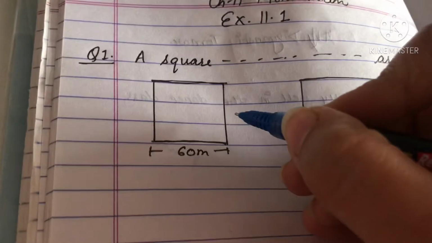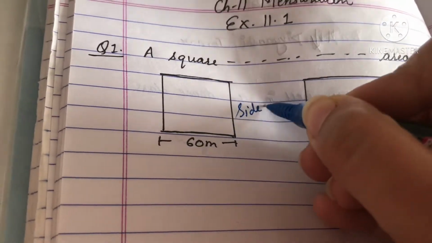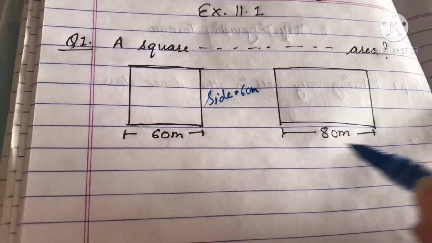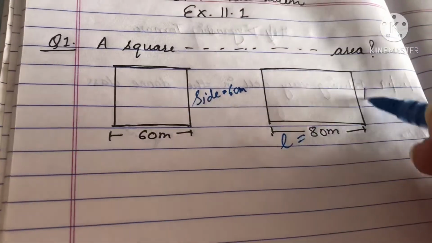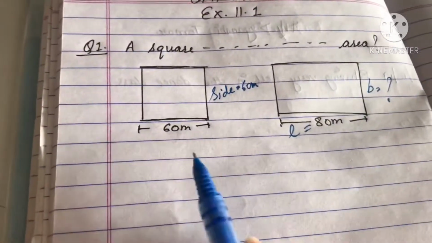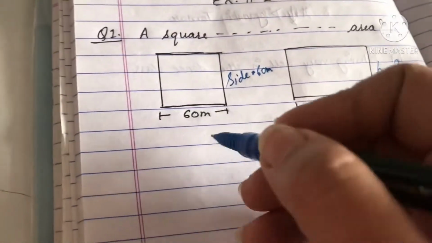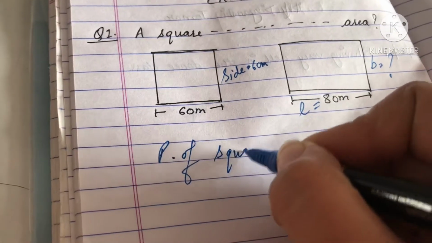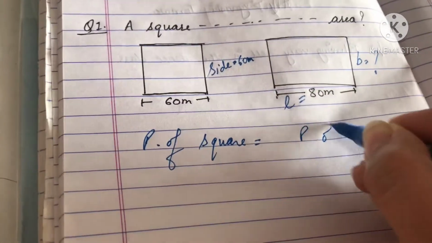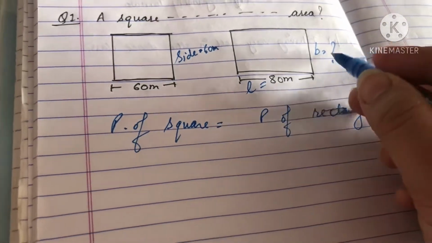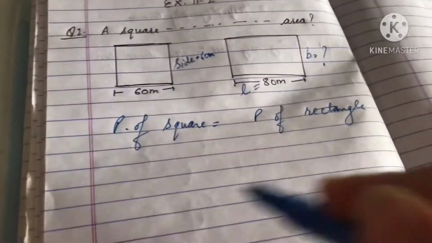Now we know that in a square all the sides are the same. So this side is also going to be 60. And in a rectangle, this is the length and this is going to be the breadth. We don't know the breadth, but it is given that the perimeters of both shapes are the same. So using this point, that the perimeter of the square is equal to the perimeter of the rectangle, we can find out the missing breadth of the rectangle. See how?